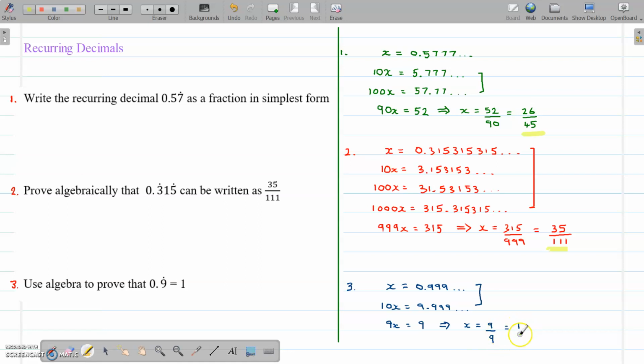I hope that was helpful. Make sure you learn what the recurring decimal looks like and what the dots above the digits actually mean in practice. Take care.